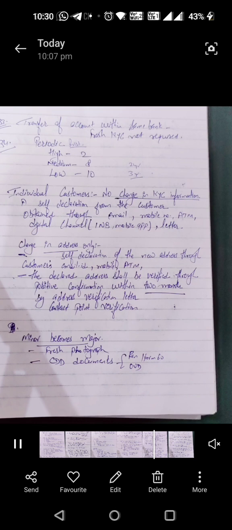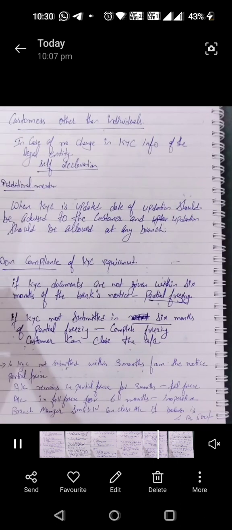Periodicity to update the risk: for the high risk customer it is 2 years, medium risk customer 8 years, for the low risk customers it is 10 years. If the individual customer has no change in the KYC information, a self declaration from the customer in any form, like through email, mobile number, ATM, digital channel, letter, SMS, any communication from the customer side is sufficient. Same as in a change in address.